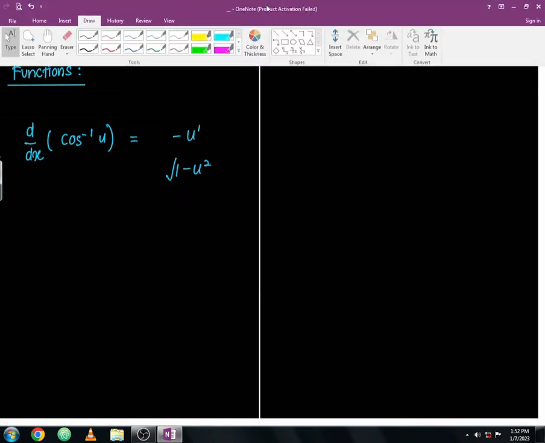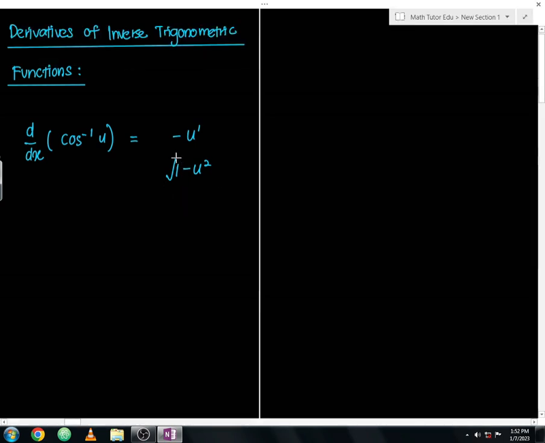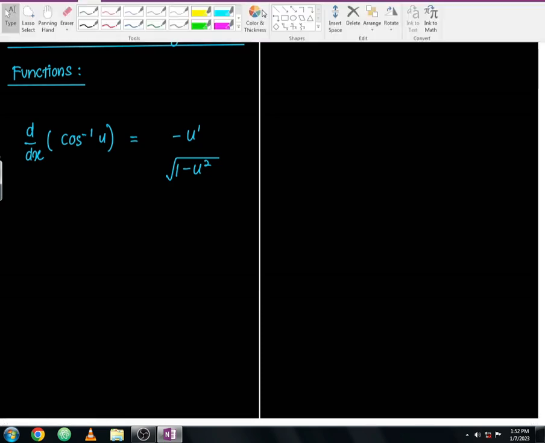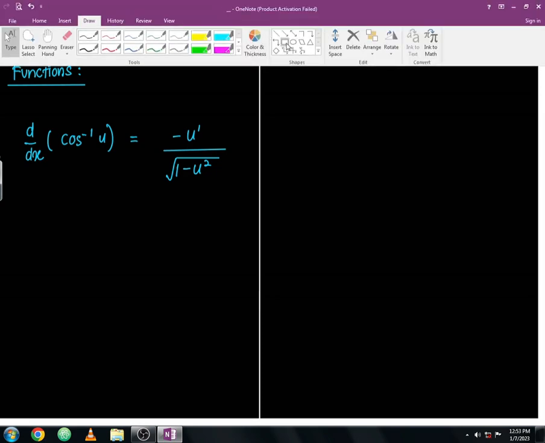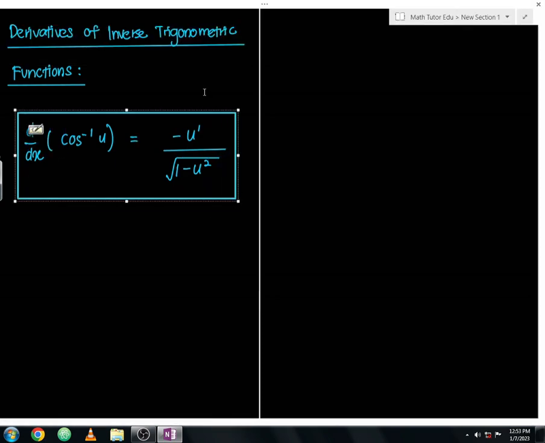That is the most important thing, guys. The formula is almost similar to sine inverse; the only difference is you just have to multiply by negative. Let me box this formula. And of course we're going to discuss one example. Given that you have cos inverse 2x.